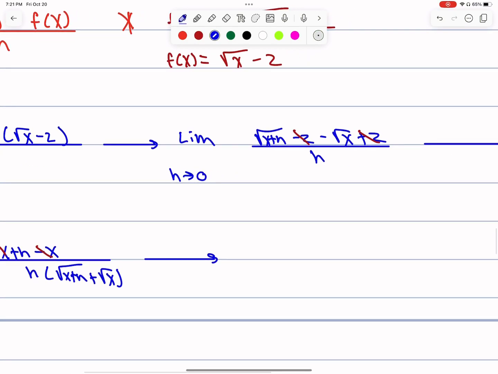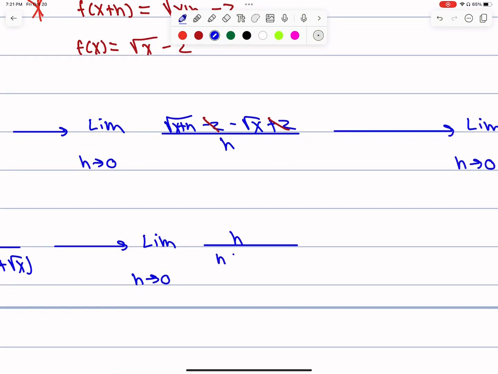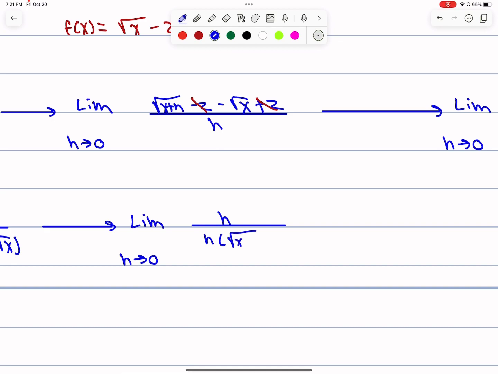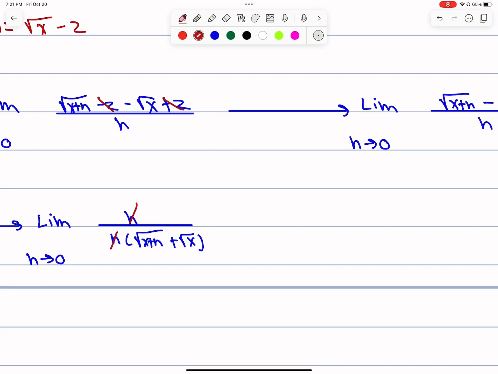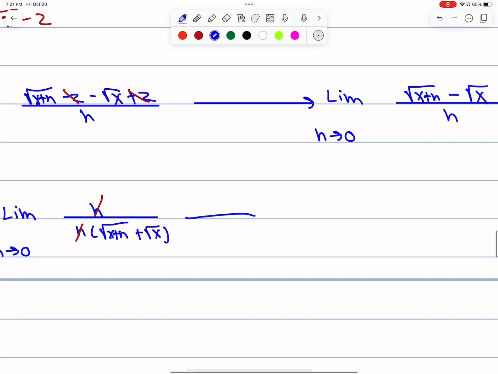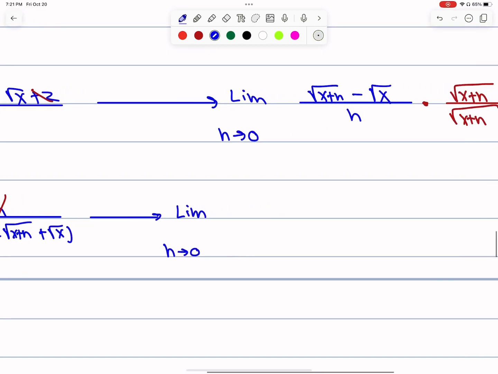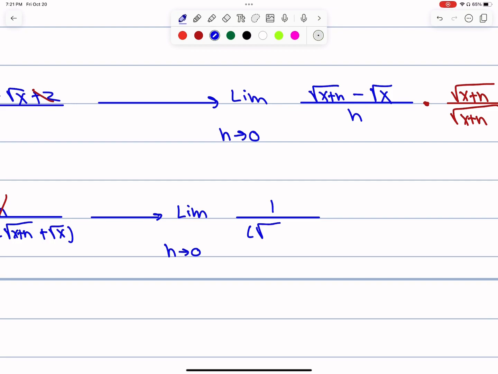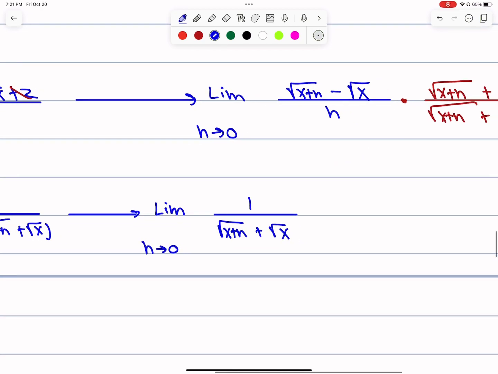So now we have limit h going to 0, and at the top we have h by itself. On the bottom we have h times square root of x plus h plus square root of x. Now we can see that we can once again cancel out the h from top and bottom. That's going to leave us with limit h going to 0, 1 over square root of x plus h plus square root of x. Let me rewrite this. Square root of x plus h plus square root of x. There you go.